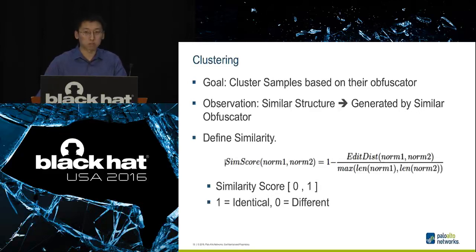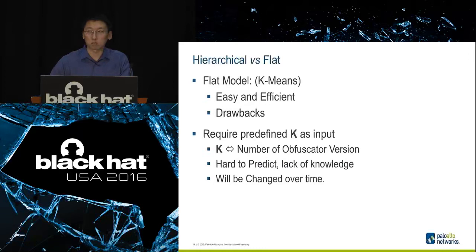We first need to calculate the ID distance on the normalized script, and then derive the similarity score based on the ID distance using the following formula. Basically, the similarity score will be between 0 and 1. 0 means that the samples are completely different. 1 means that they are identical. We now know how to compare the similarity between two samples in terms of their structure.